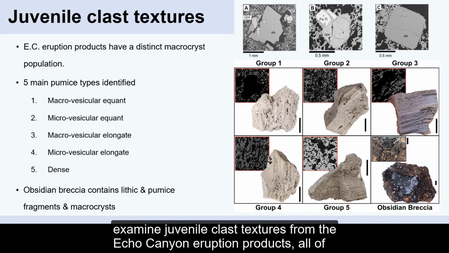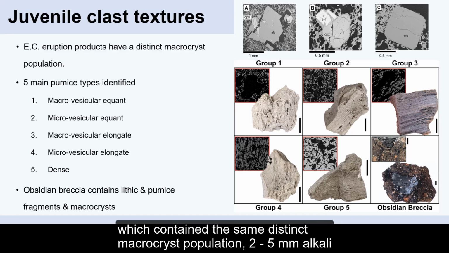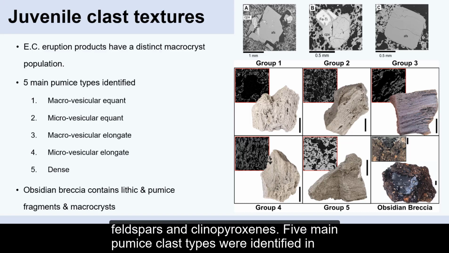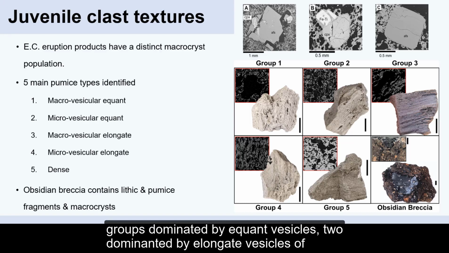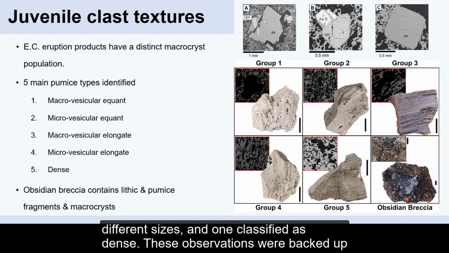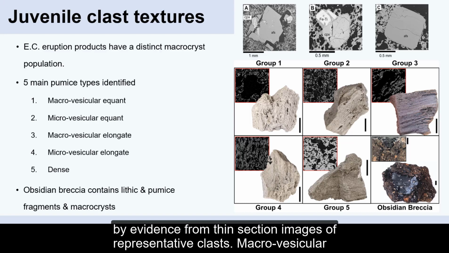We examined juvenile clast textures from the Echo Canyon eruption products, all of which contain the same distinct macrocrystal population, 2 to 5 mm alkali feldspars and clinopyroxenes. 5 main pumice clast types were identified in the lapilli population based on vesicle textures observed in hand specimen. 2 groups dominated by equant vesicles, 2 dominated by elongate vesicles of different sizes, and 1 classified as dense. These observations were backed up by evidence from thin section images of representative clasts.